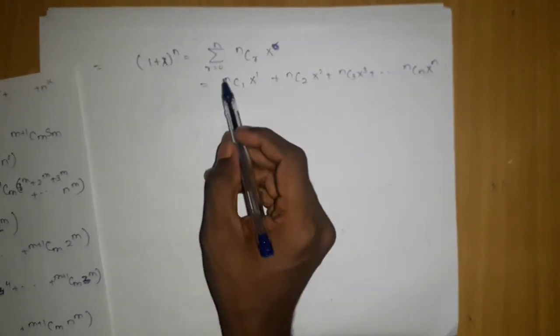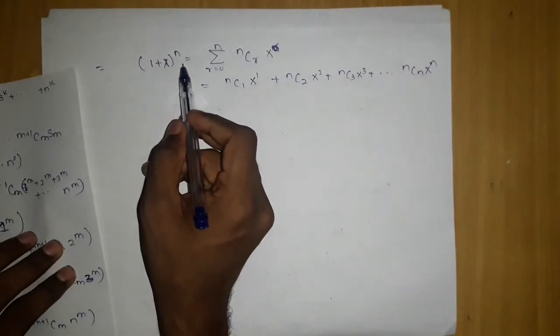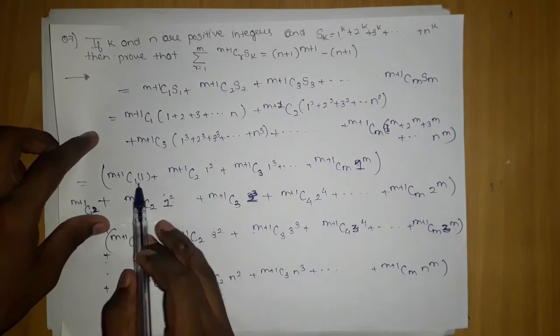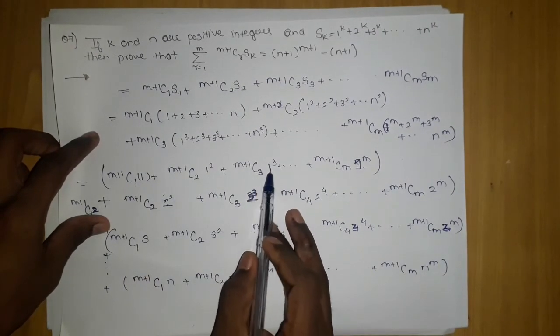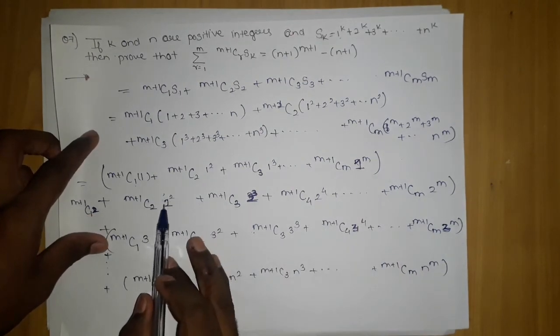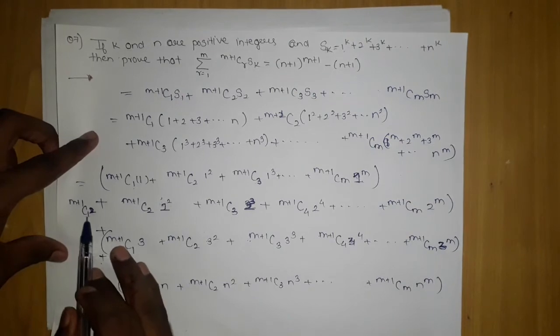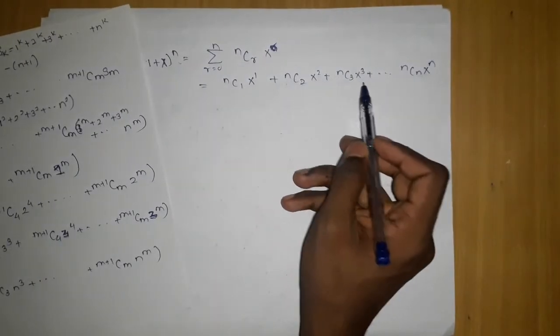So here you can clearly see that we can write this whole summation as (1 + x)^n. Okay, so here you can see this is (m+1)C1, (m+1)C2 1 square, (m+1)C3 1 cube, and so on. Similarly (m+1)C1 2, (m+1)C2 2 square, and (m+1)C3 2 cube. So here the power is increasing like this, and here the numbers are changing: C1, C2, C3.